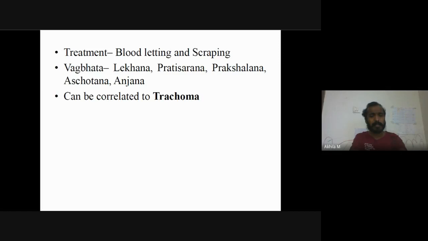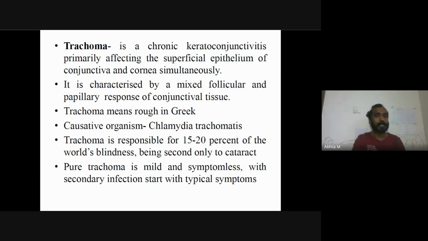And when we come to the correlation, we always say it can be correlated with trachoma, according to the condition. So what is trachoma? Trachoma is a chronic keratoconjunctivitis, an inflammation of the epithelium of the conjunctiva and the cornea, affecting the superficial epithelium of both simultaneously. It does not affect only the conjunctiva, it affects the cornea also. That is the special feature of trachoma.